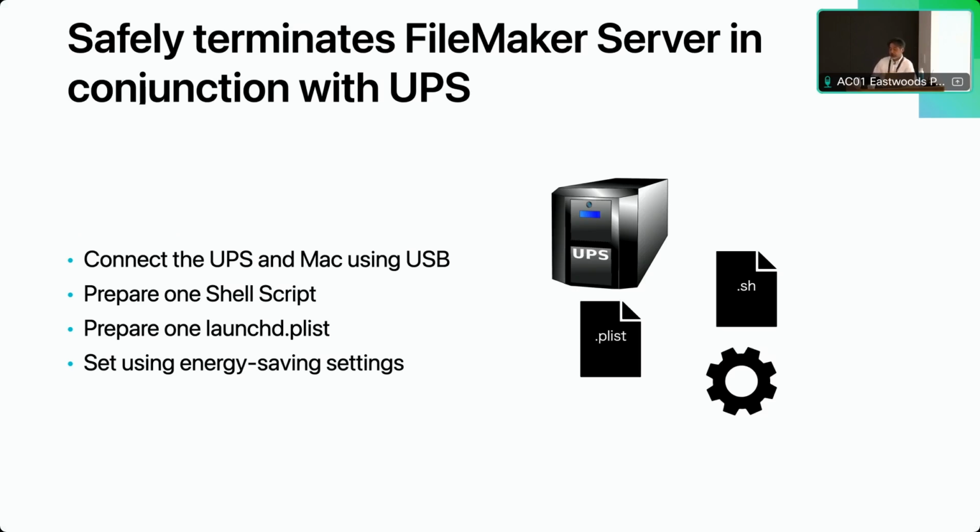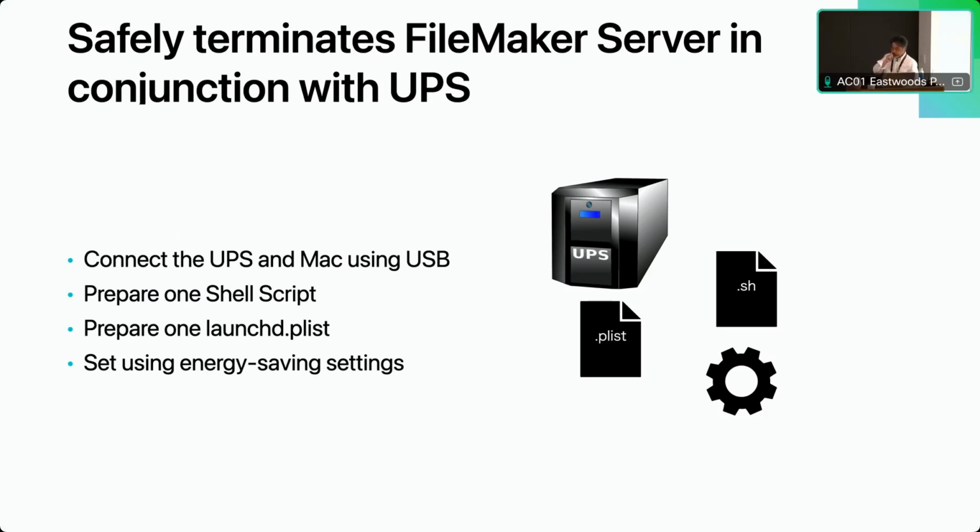The energy saving settings are used as a trigger for this process. When you connect the UPS to the USB port, a tab appears that allows you to set things like how many minutes to wait before the system shuts down. So we want to use this shutdown as an opportunity to execute the shell script.